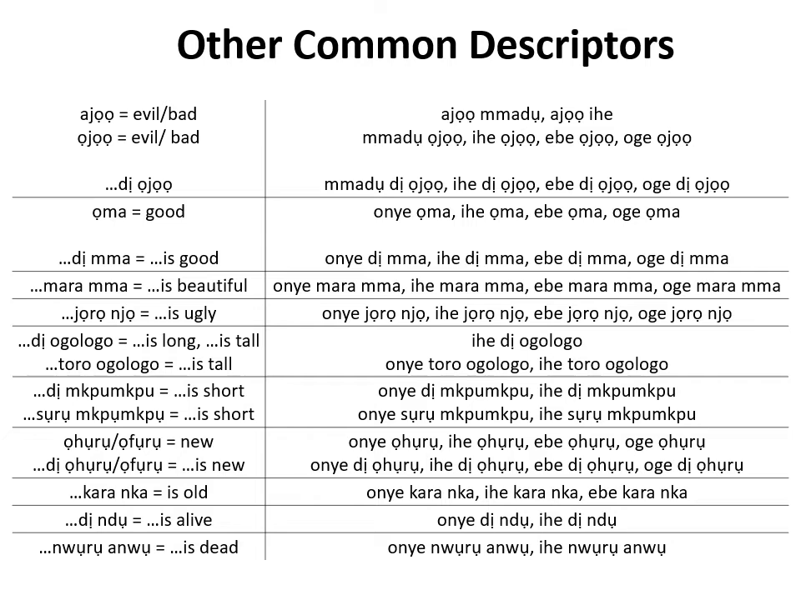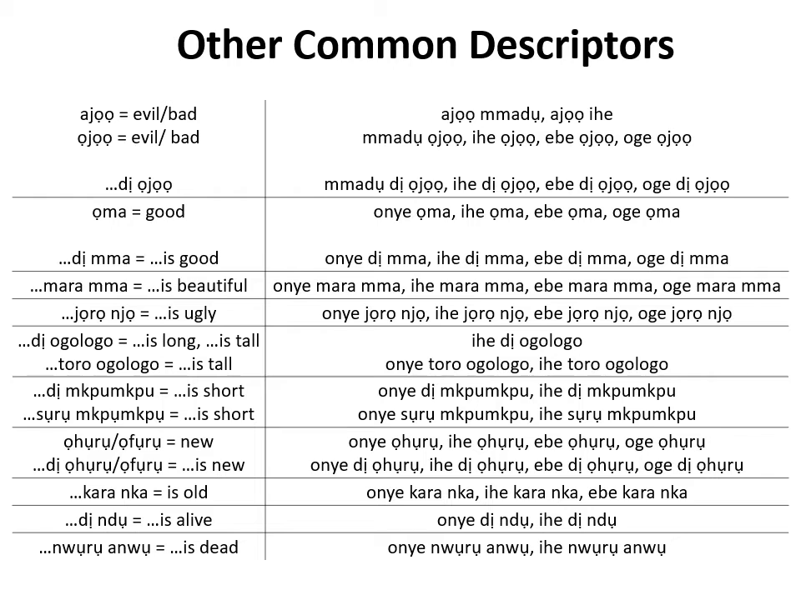Now, here are other common adjectives or other common descriptors. Ajo and ojo both mean evil or bad, but ajo comes before the noun that it's describing, and ojo comes after the noun. Both of them mean evil or bad, but whichever one you're using, you have to make sure you place it in the correct place. So you say ajo mmadụ or ajo ihe, evil or bad person, evil or bad thing. But you would say mmadụ ojo, ihe ojo, ebe ojo, and oge ojo.